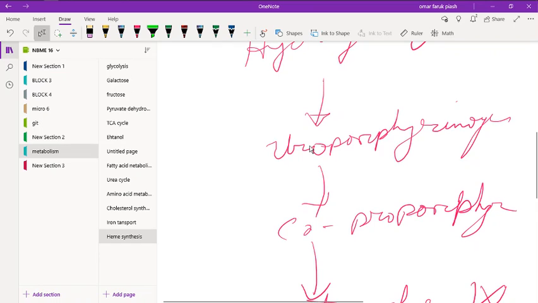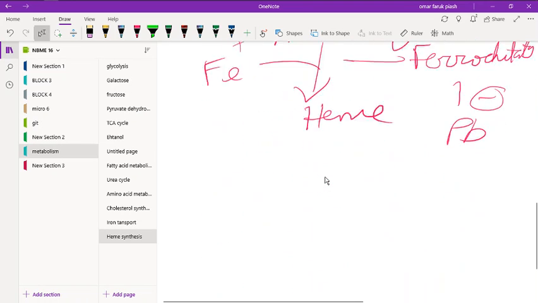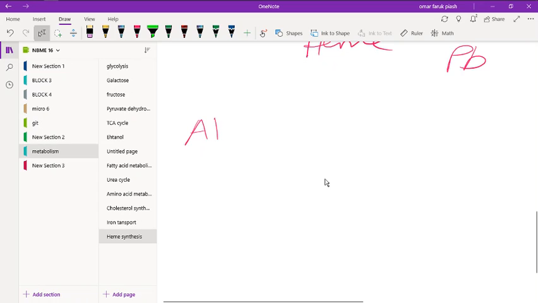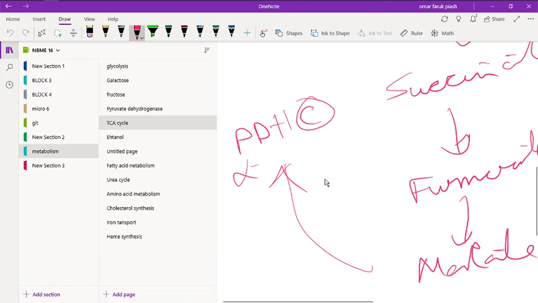Hydroxymethylbilane is converted into uroporphyrinogen, which is further converted into coproporphyrinogen with the help of uroporphyrinogen decarboxylase. If there is deficiency of this enzyme it will cause PCT, porphyria cutanea tarda.